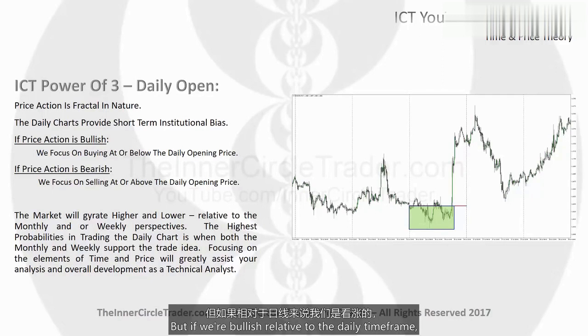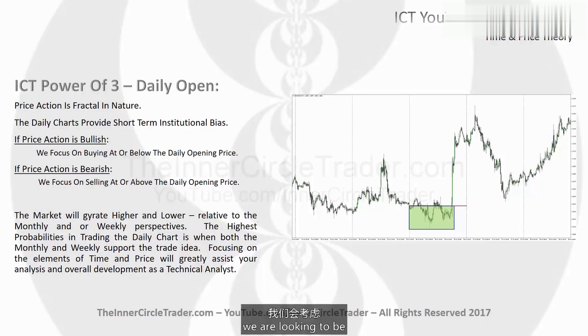But if we're bullish relative to the daily time frame, we are looking to be buying at or below the daily opening price. And if we're bearish on the daily, we're going to be focusing on selling short at or above the daily opening price.